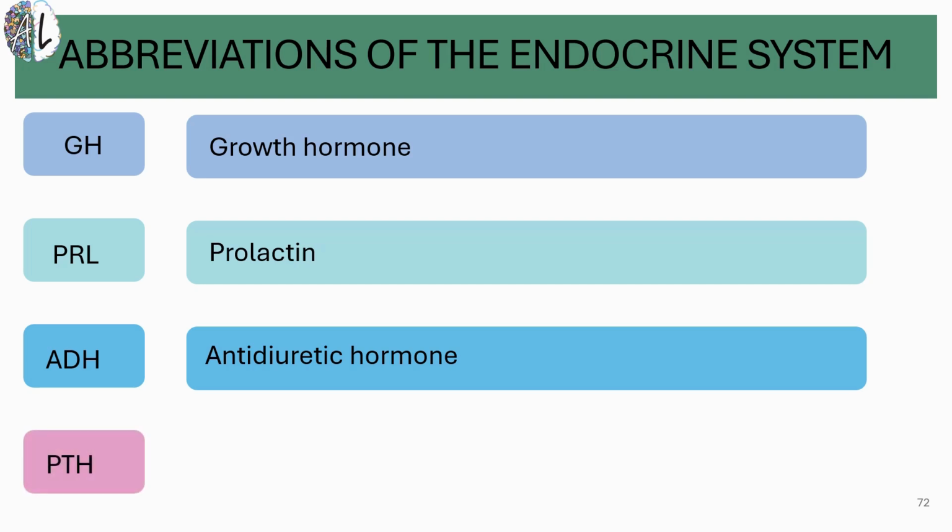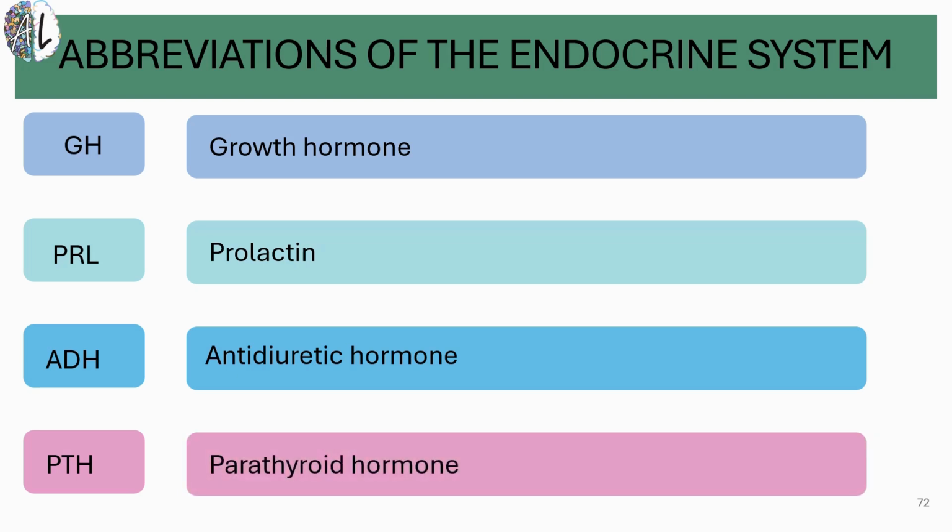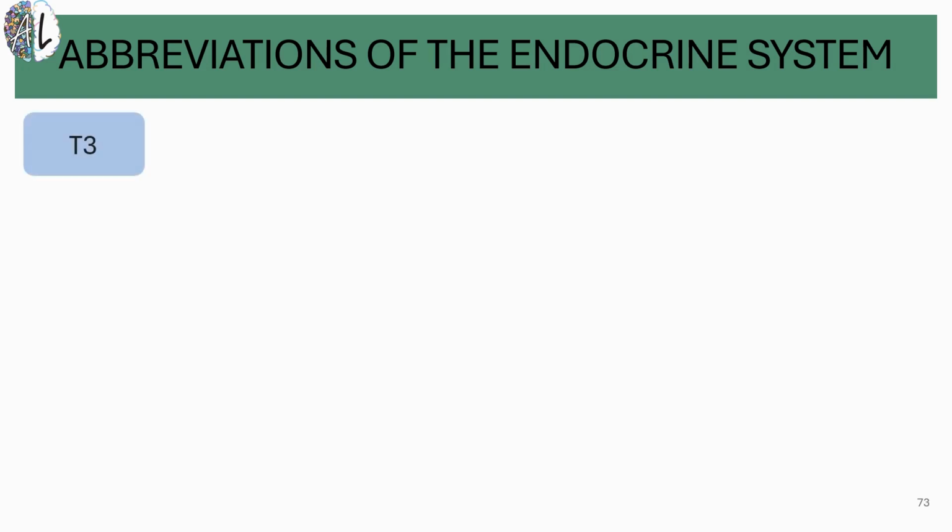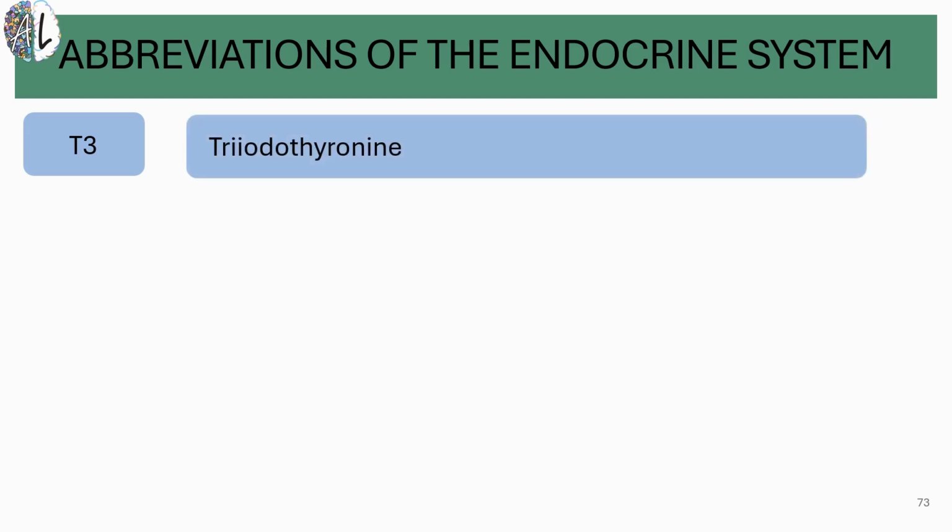PTH is up next, and if you want to take a look at your word list, you can try to investigate what that stands for yourself. So PTH stands for parathyroid hormone. Next up is T3. Okay, T3 stands for Triiodothyronine.